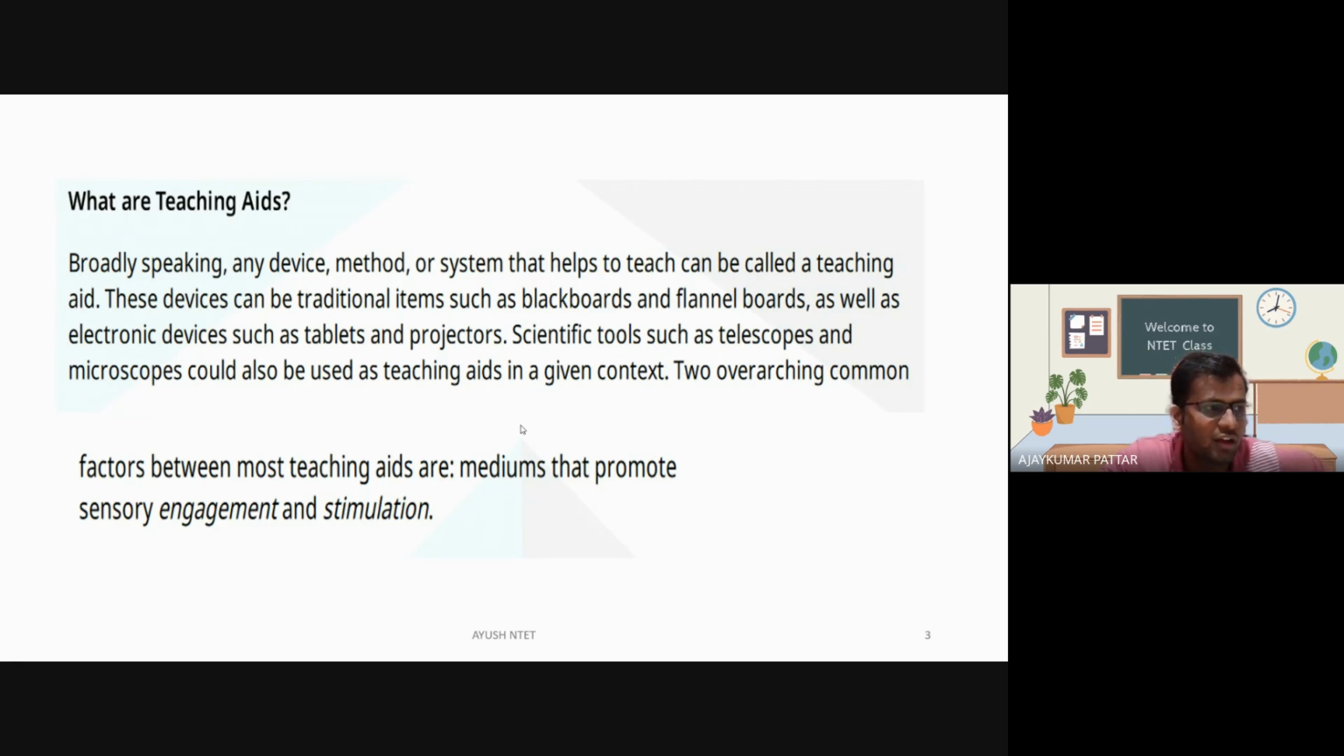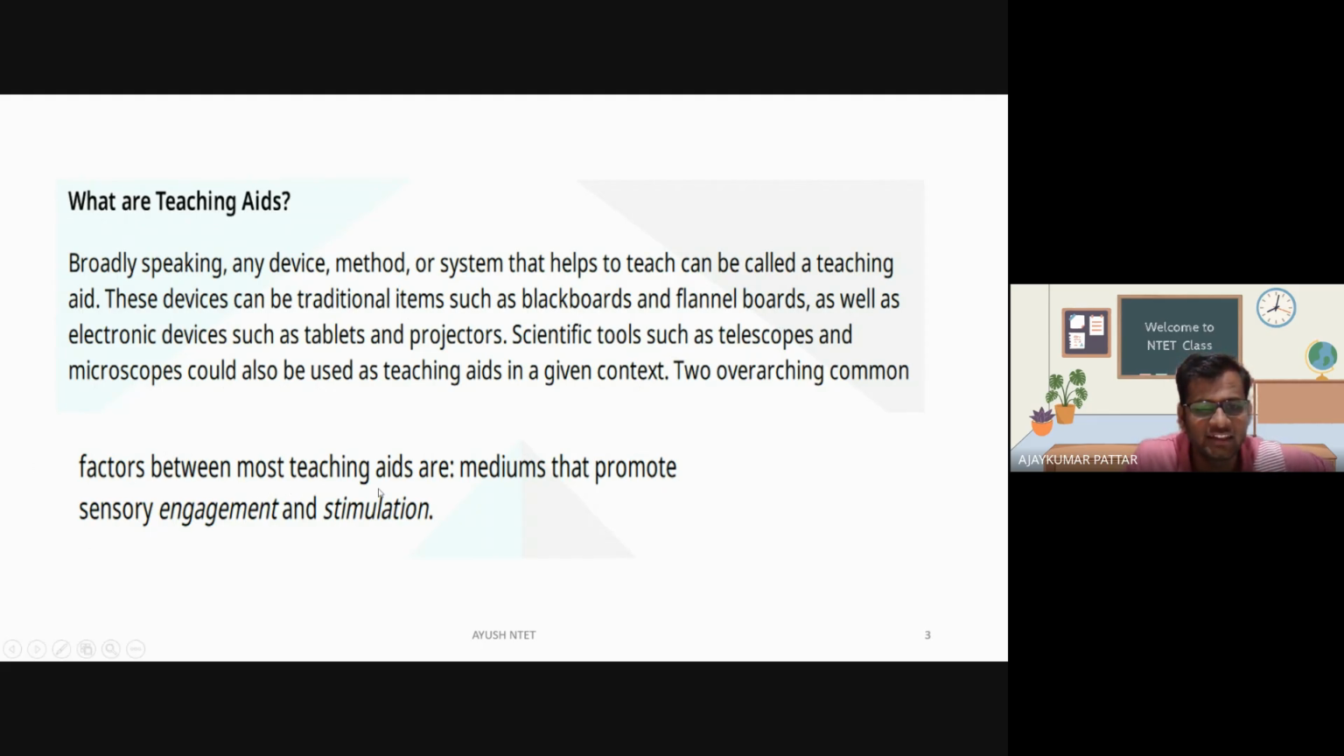So are you able to understand what is the difference between teaching aids and instructional materials? Based on the context, the term will change. If you are using the microscope for visualizing the WBC, helping to study the WBC, then the microscope is in that context called a teaching aid. Otherwise, if you are studying the microscope only, then that is the instructional material. That is the difference between teaching aids and instructional materials.